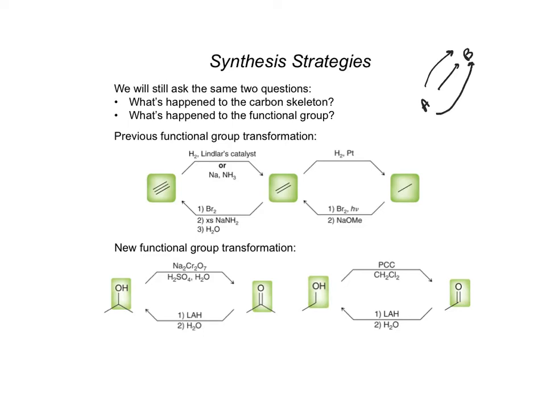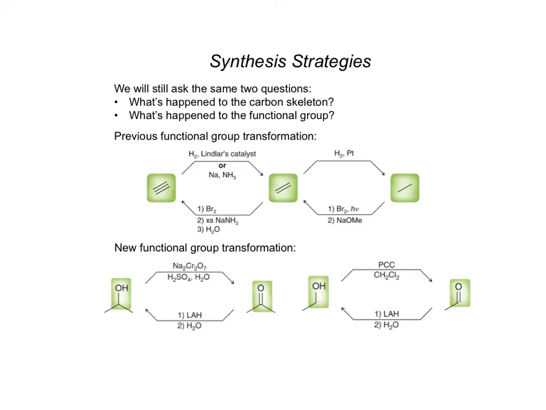So we say, hey, if I have B as my final product, what types of things can make B? And then what types of things can make the thing that I've just wanted to make? And then how do we get from A to the thing that we're at? All right, so we're going to utilize retrosynthesis as we go through these synthesis problems.